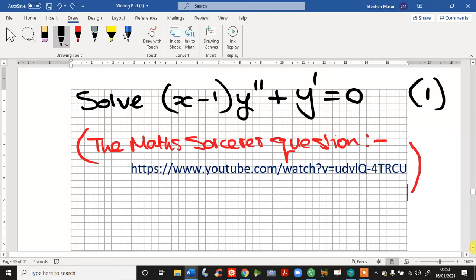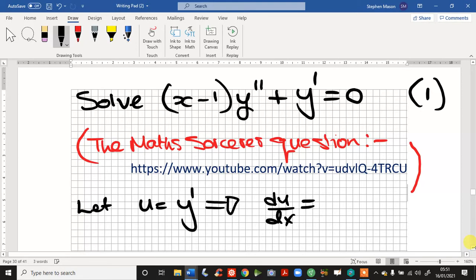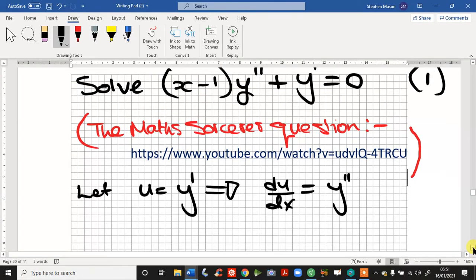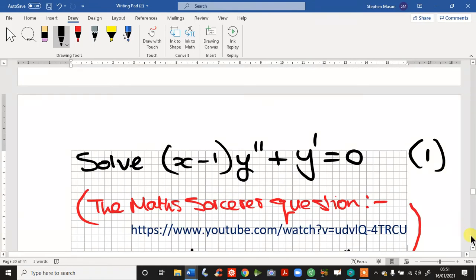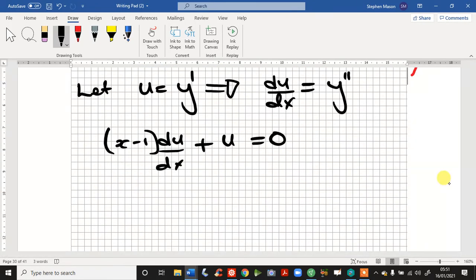So what we're going to do is let u equal y prime. And this means that du by dx is equal to y double prime. So we can now substitute in u for y prime and du by dx for y double prime. So let's go ahead and do that so that we get (x minus 1) du by dx plus u equals 0. I'll just double check that I've got the signs right. Yeah. And we'll call that equation 2.